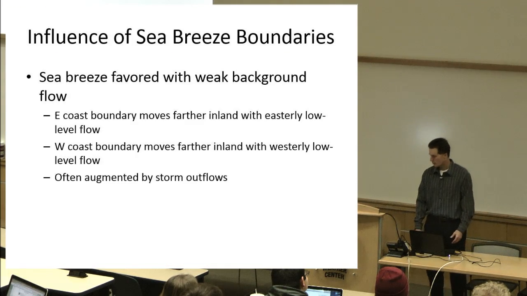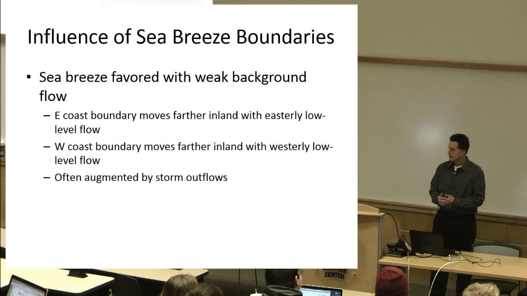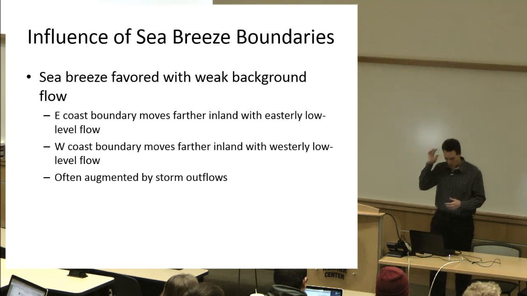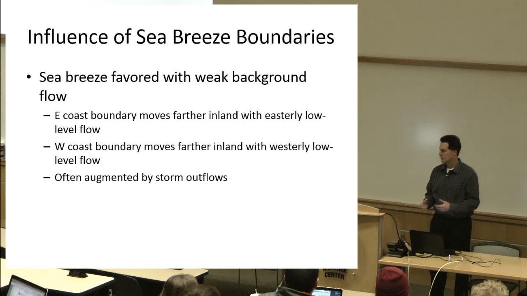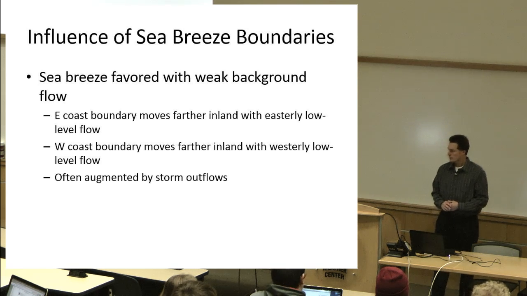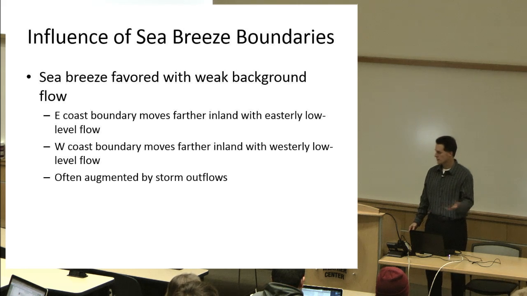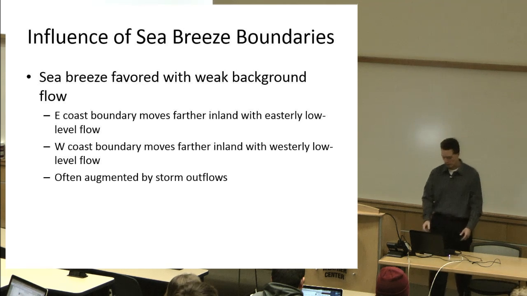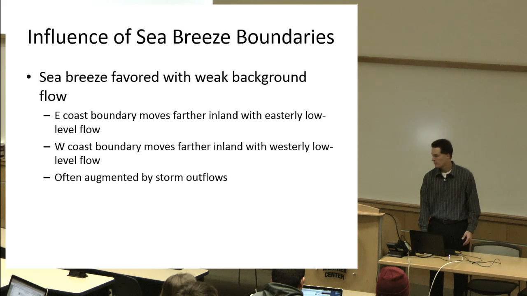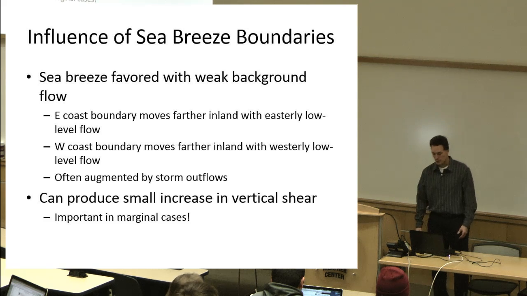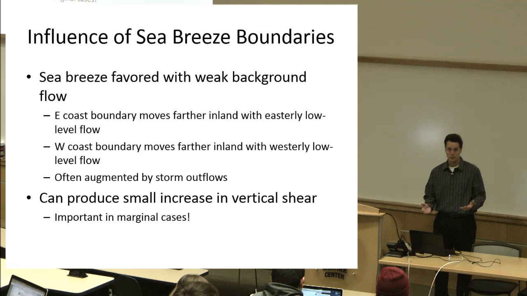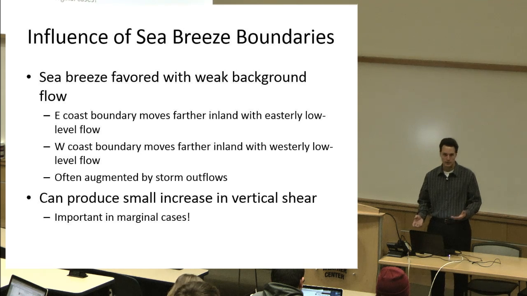All right, sea breeze boundaries. In this case, I'm specifically talking about Florida. It's the most common area to see this. You see it all along the Gulf Coast and sometimes the Atlantic coast as well. Typically there, if you're considering the East Coast sea breeze, it's going to move inland further when you have weak background easterly flow. And the converse is true for the West Coast sea breeze. And again, these are frequently augmented by storm outflows. But you can also increase the vertical shear locally due to the changes in the wind direction and speeds with these outflows.